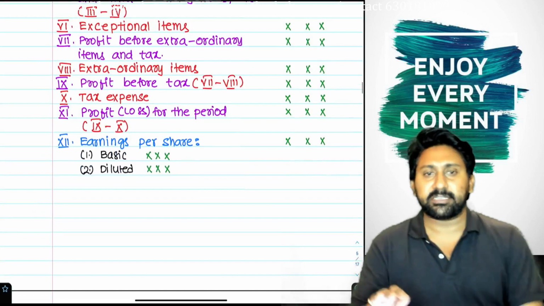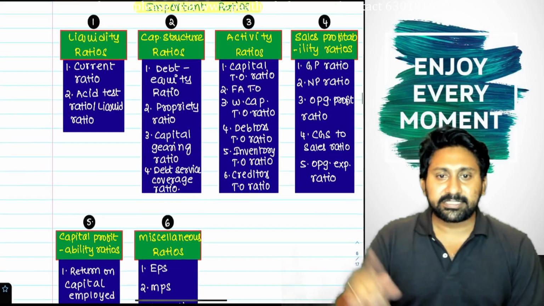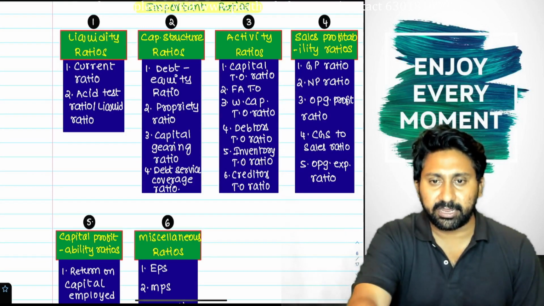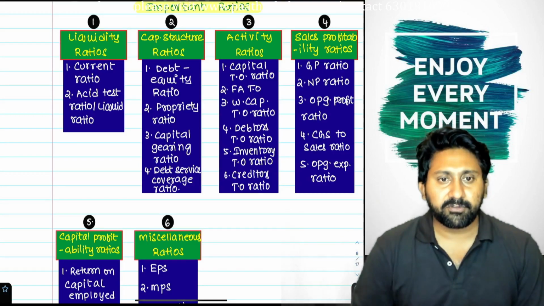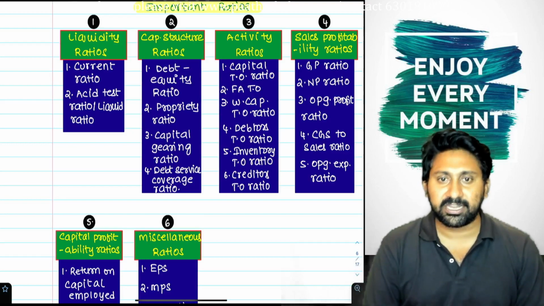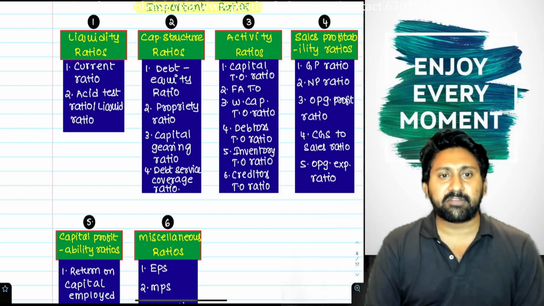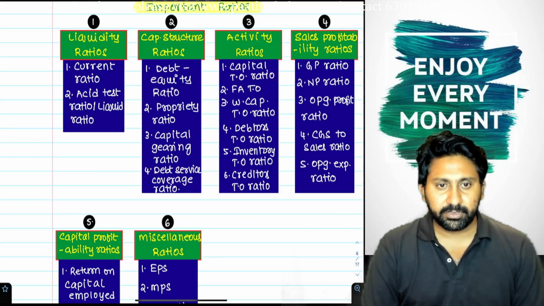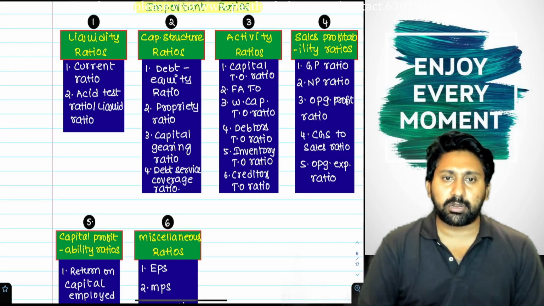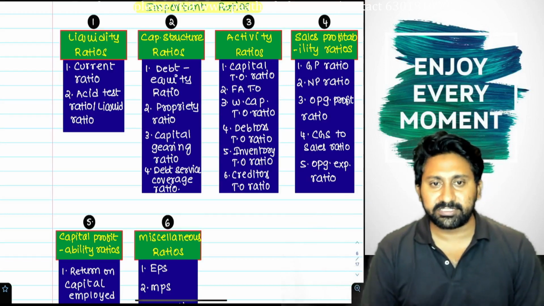From this, how many kinds of ratios are there? There are totally six different kinds of ratios. Let us see them one by one. First type, liquidity ratio. What are the liquidity ratios? Current ratio, acid test ratio or liquid ratio. Liquidity ratios are also called short-term solvency ratios.